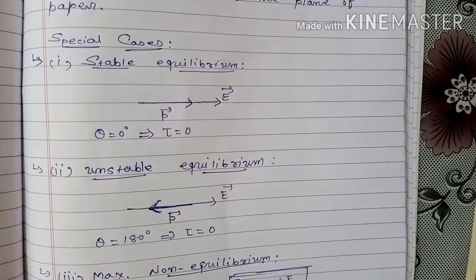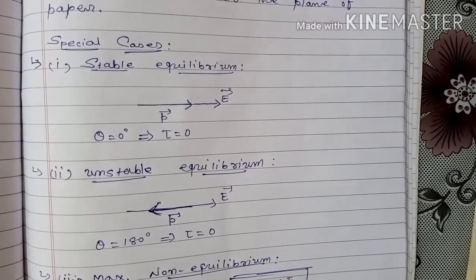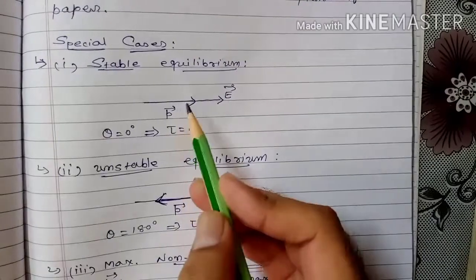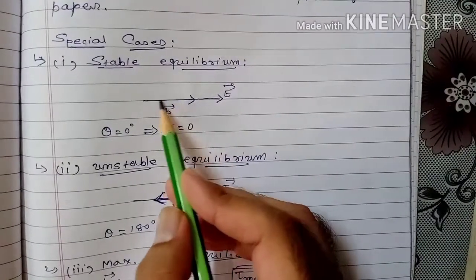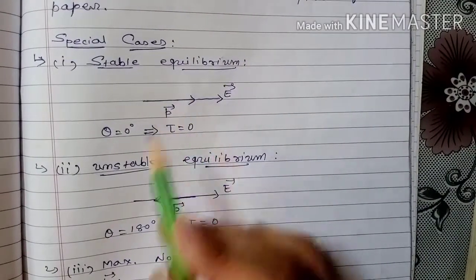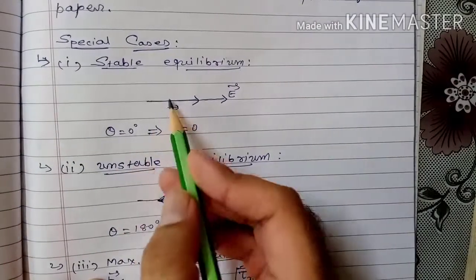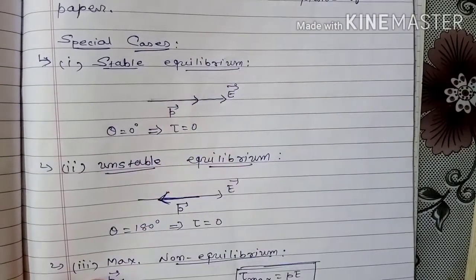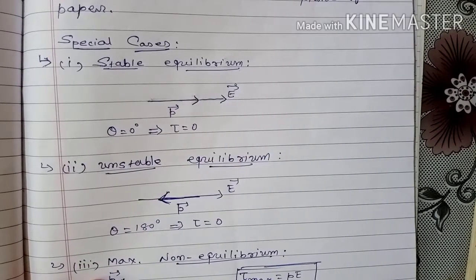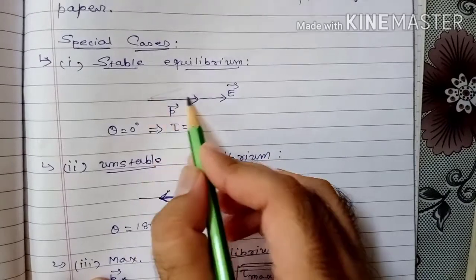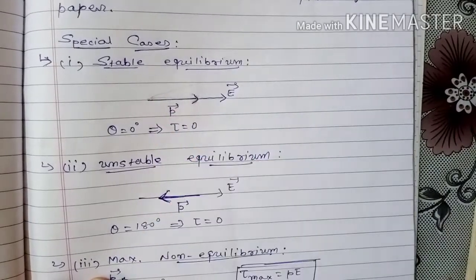But how can we say that the system is in stable equilibrium condition? Stable equilibrium condition means if you try to displace this dipole from this position, then it will regain this position. It means it will come back to this position. It tries to align in the direction of electric field. If you slightly displace it, then again it will come back to this position.